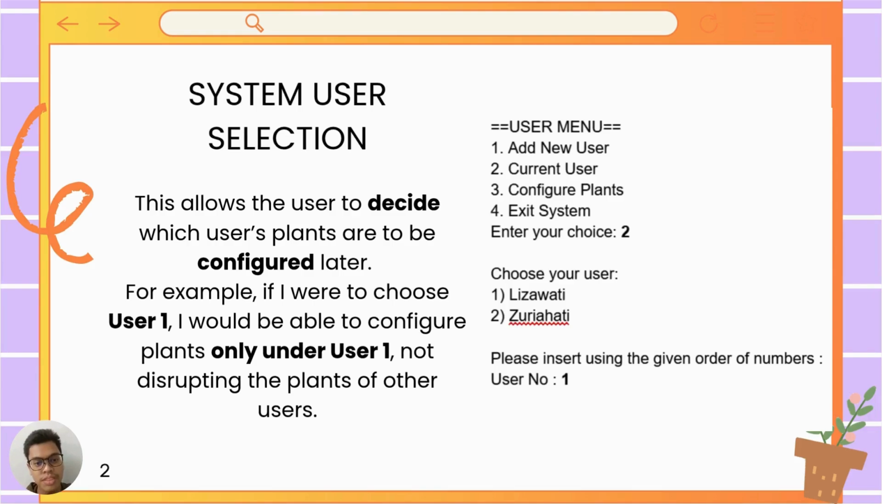Choice 2. Choose your user. You can select from the two users we already registered earlier. So we're just going to choose user 1. And the current user will now be user 1.